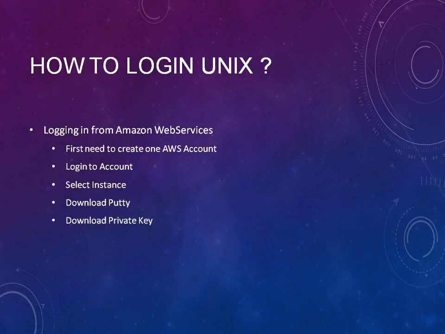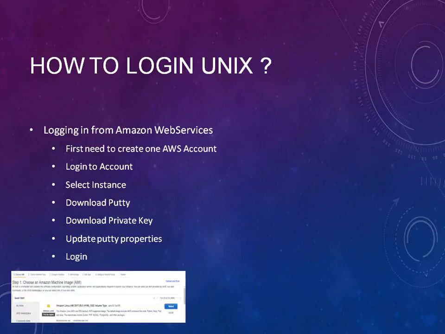Then you have to download the private key. After that you need to update the PuTTY properties to get it connected, and finally you are logged in. These are some graphical images that you can see when you create an AWS account.